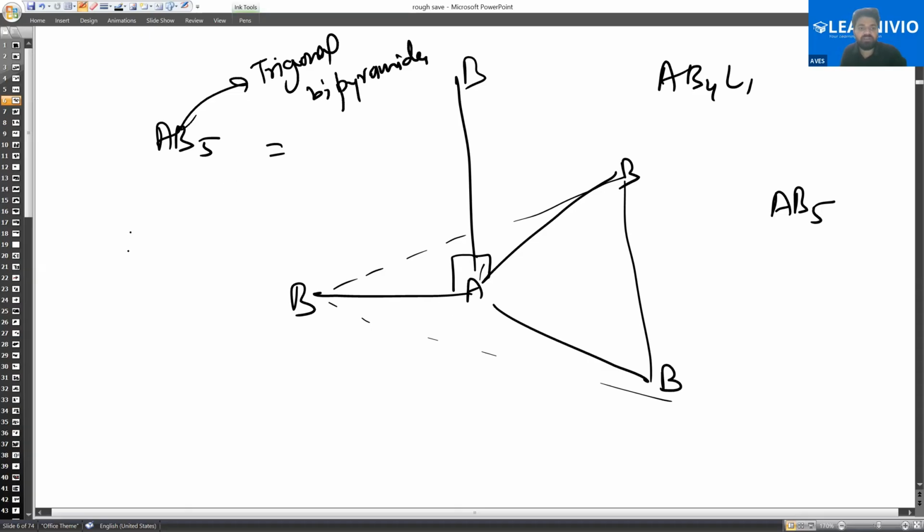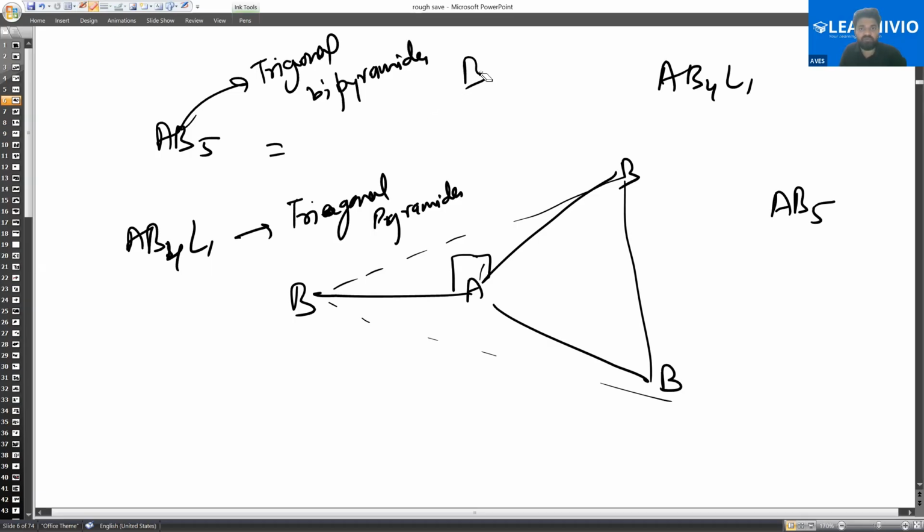And this shape, AB5 minus one, AB4L1, will be only trigonal pyramidal. And if you remove one more stick from here, it becomes AB3L2. Now it is only trigonal planar.